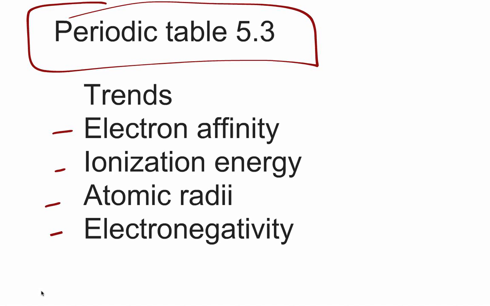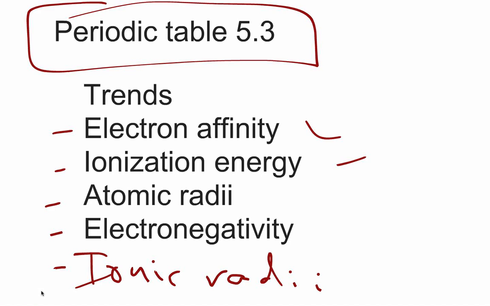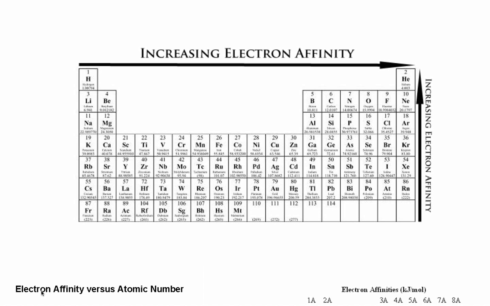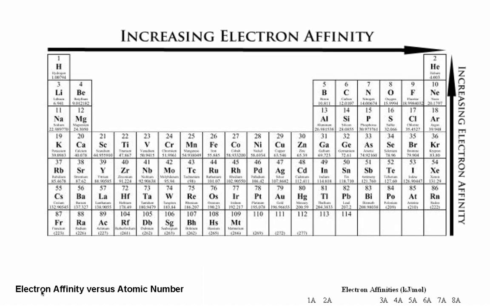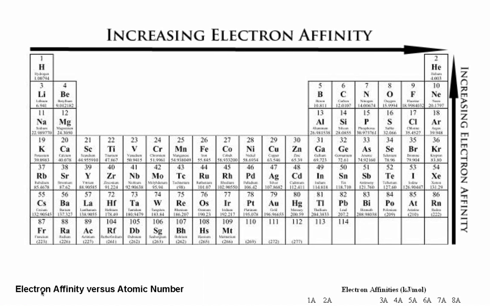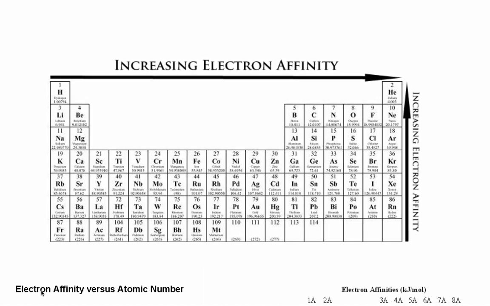So we're going to look at these. You know what? We'll add a fifth. We're going to look at ionic radii as well. So: electron affinity, ionization energy, atomic radii, electronegativity, and ionic radii. Really quickly here. Okay, so the first trend we're looking at is electron affinity.